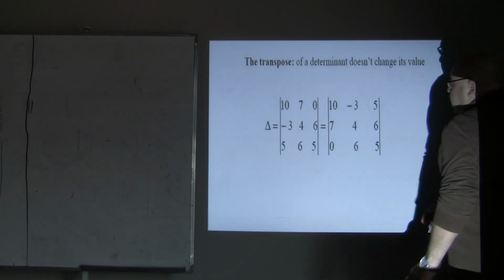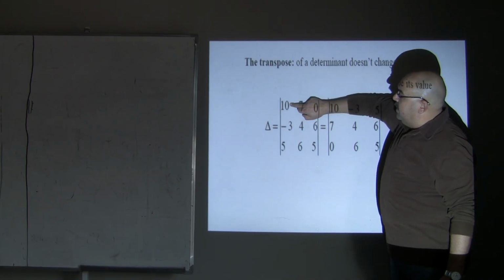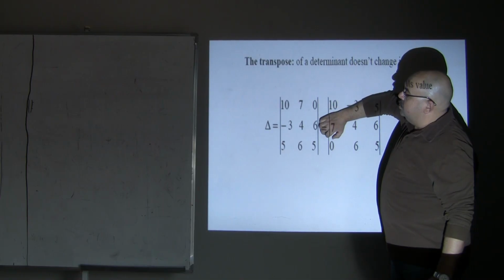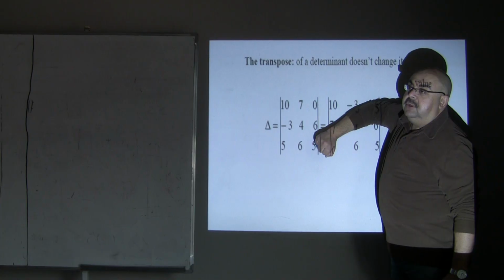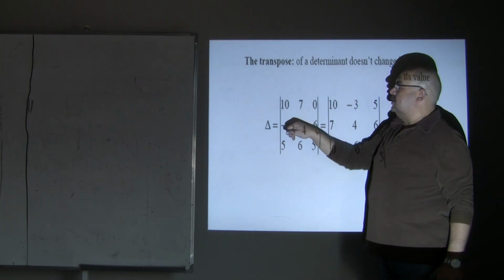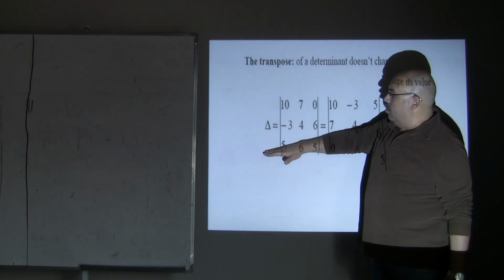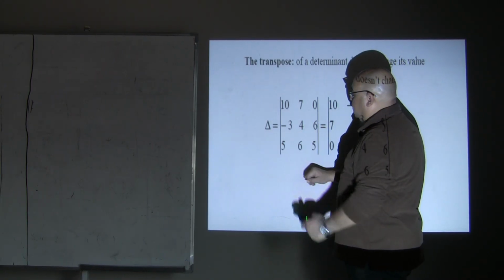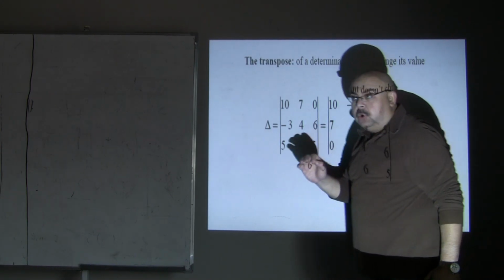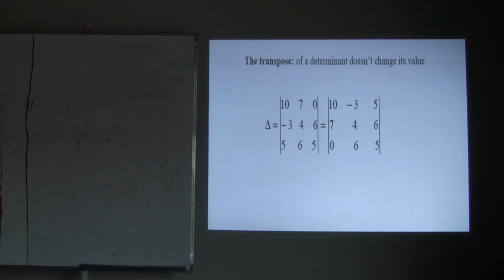Look, if I want to get the transpose of this matrix, what I have to do is, instead of having the first row, it's going to be the first column. So the first column is going to be 10, 7, and 0. For the second, I will make it like this, so it's going to be negative 3, 4, and 6. Here we go. For the last row, I will rotate it 90 degrees. That's the transpose. So it's going to be 5, 6, and 5. The transpose is to make each row a column. Okay, that's called the transpose. It's not going to affect the value of the determinant.